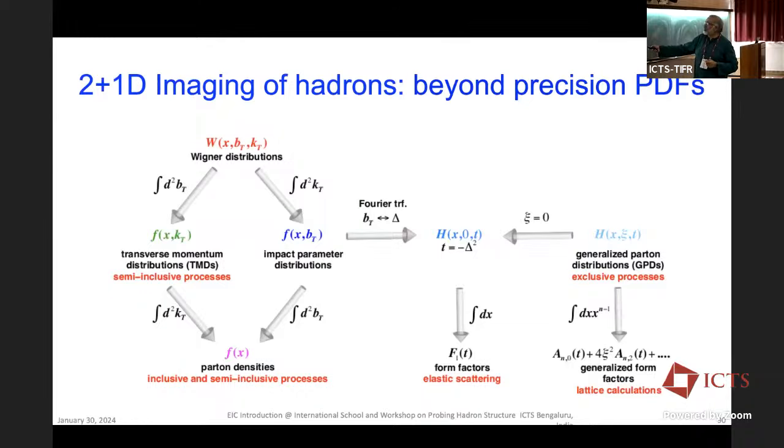Wigner distribution through semi-inclusive. If you go the other direction, you integrate over KT, what you get is an impact parameter distribution. If you integrate over BT, then you should get back the same distribution. On this stage here, if you take a Fourier transform, then you start getting into the generalized parton distribution functions of different kind. You will have specialized talks on this in later talks. But this is also connected to the form factors, the elastic form factors, and the generalized form factors, which are now being calculated also on the lattice QCD.